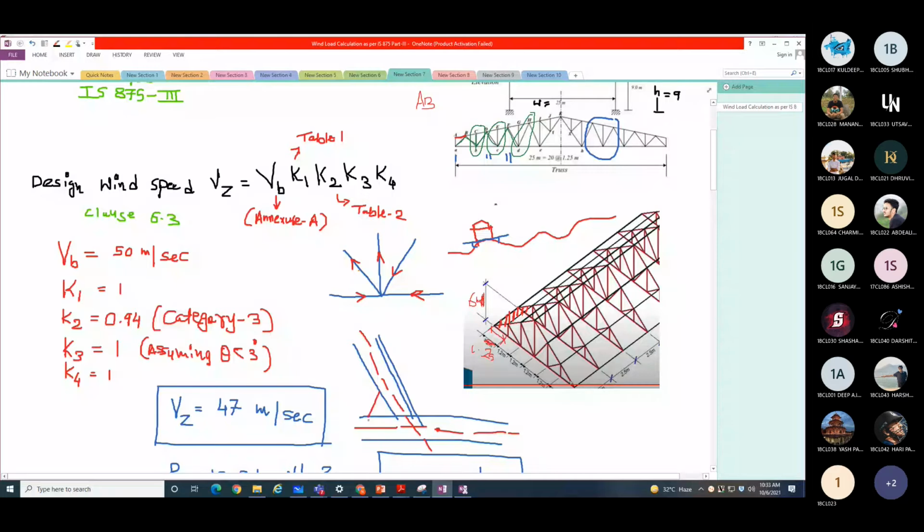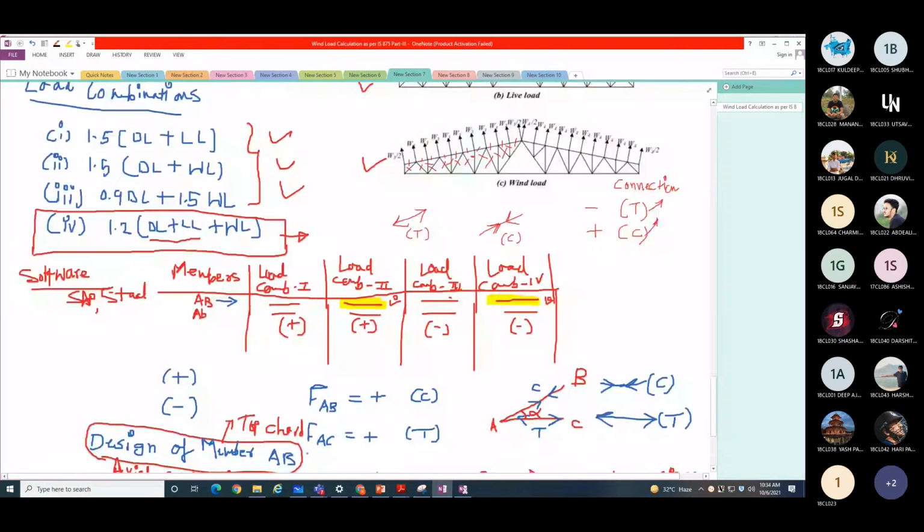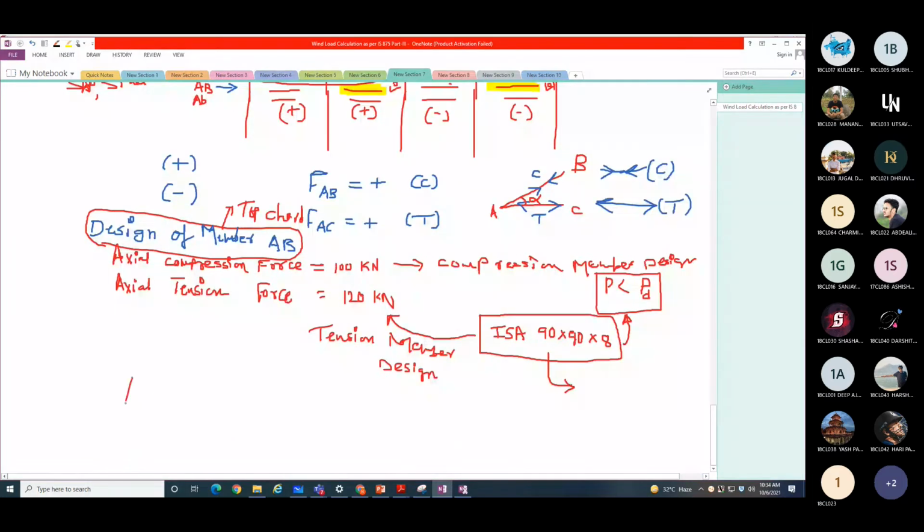Then after the gusset plate design, the connection looks like this. So I will show you at the end. This way you are required to do the connection design also. Clear, everyone? So this comes into the analysis and design of truss.